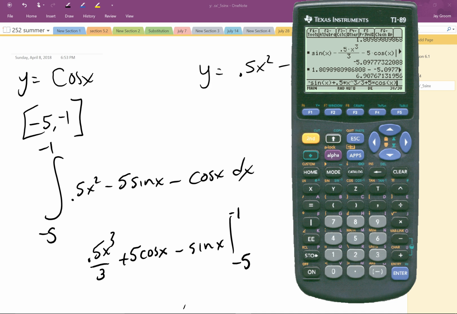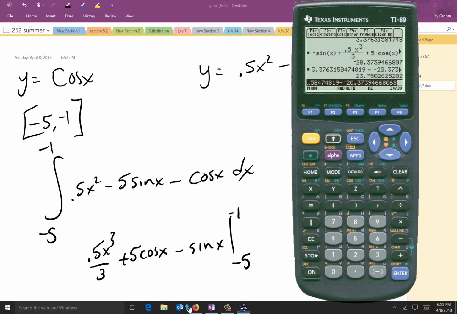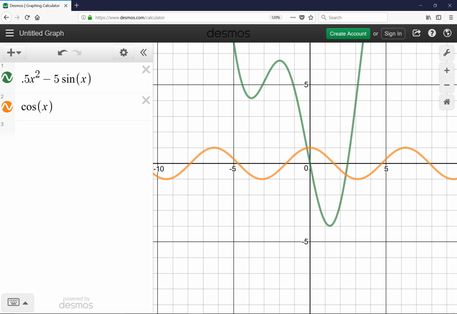Such that x equals negative 1 and negative 5. And then just grab this one minus this one. 23.75. In other words, there's quite a bit of area in there. And I bet you can see that there is.